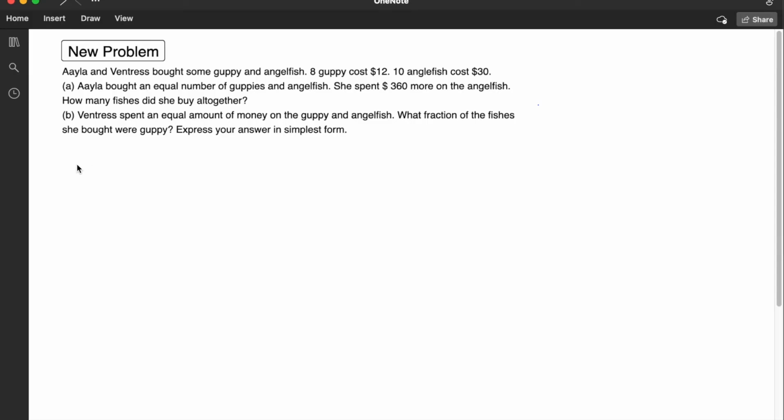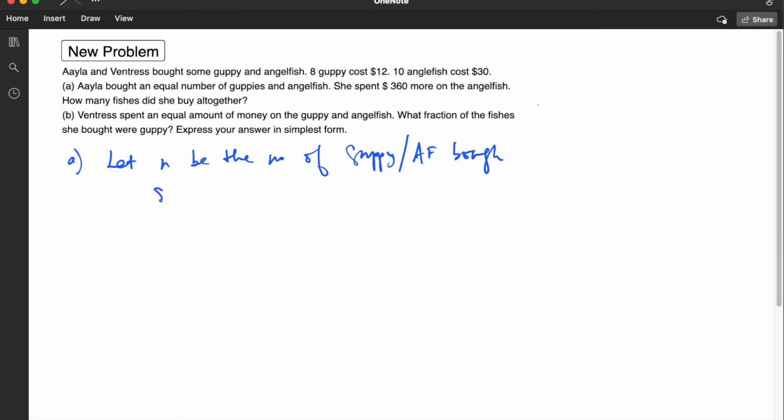So now for the second method, we're going to solve the same problem, but now using algebra. Right, so let's do part A first. What we're going to do is let n be the number of guppy or angelfish that is being bought. It's actually quite the same as before, but now we are dealing with algebra.